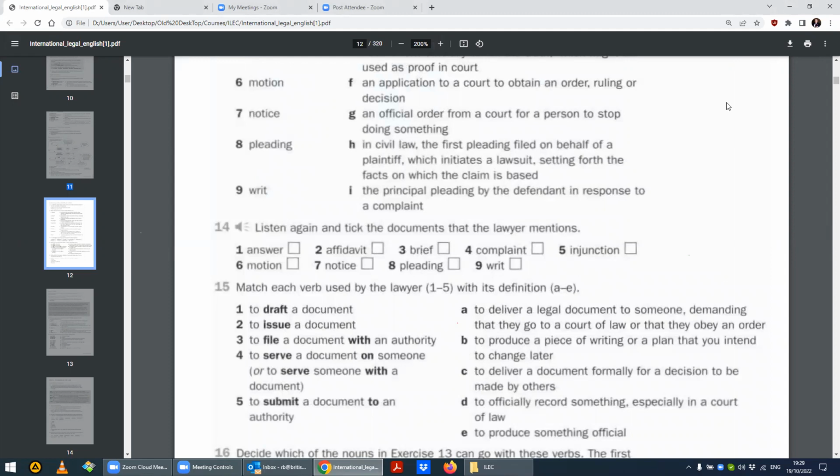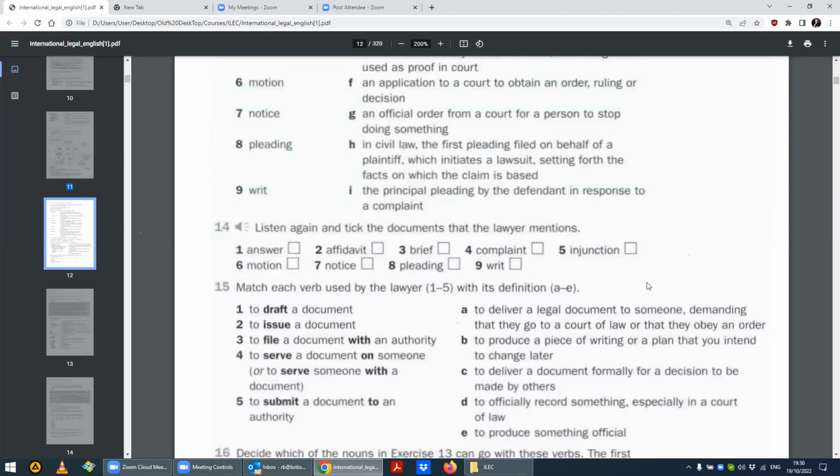What we've got here are 5 verbs. These verbs collocate, that is, they are used together with the word document. The verb is to draft a document, or number 2, to issue a document, or number 3, to file a document, 4, serve a document, 5, submit a document. Now, you have to tell me what each of these verbs means. We've got 5 definitions from A to E, but they've been mixed up.